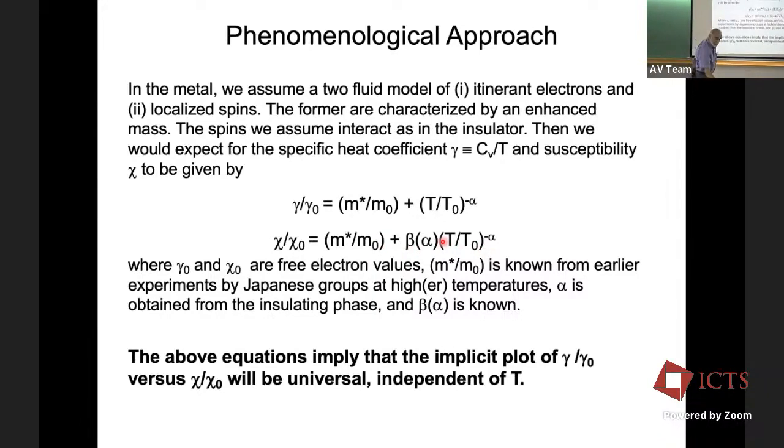And one of the things that's interesting is that if you take this two fluid model, we know the model for the insulator very well, so we know how this beta depends on this coefficient alpha. We have a formula for it. And so if you try to plot gamma, the enhancement of the specific heat coefficient relative to free electrons, versus the enhancement of the susceptibility, you should get a universal curve, which should not depend on where you are near the transition, because basically that's being taken care of in these parameters, M star and T naught.